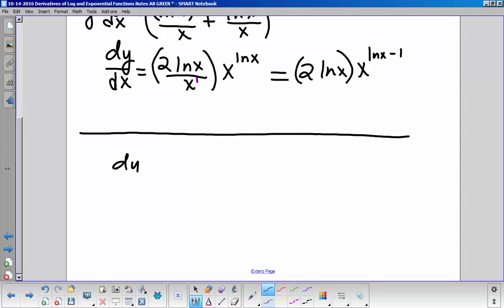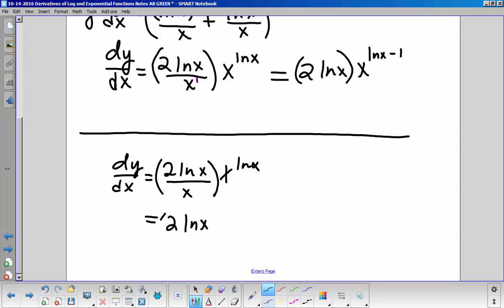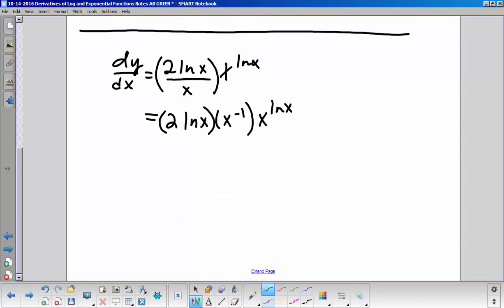So your derivative is 2 natural log of x over x times x to the ln x, right? Could I rewrite this as 2 ln x times x to the minus 1 times x to the ln x? Okay, and then I'm going to add the exponents on the x's. The same base, so this is 2 natural log of x times x to the ln x minus 1. You see how I just moved that? When I move this up to the numerator, it becomes a negative exponent.